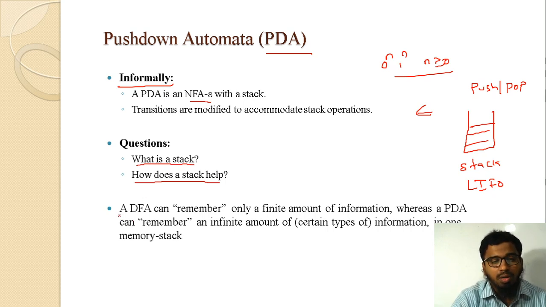A DFA can remember only a finite amount of information. Yes, deterministic finite automata only keep limited information, whereas a PDA can remember an infinite amount of certain types of information in one memory stack. What is the use of a stack? We can store the data, an infinite amount of information.